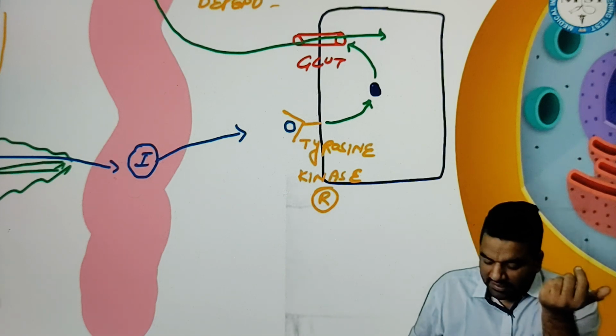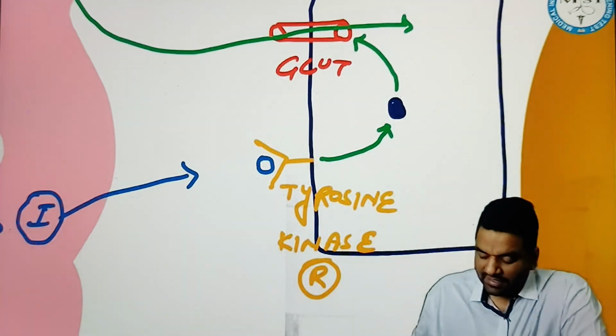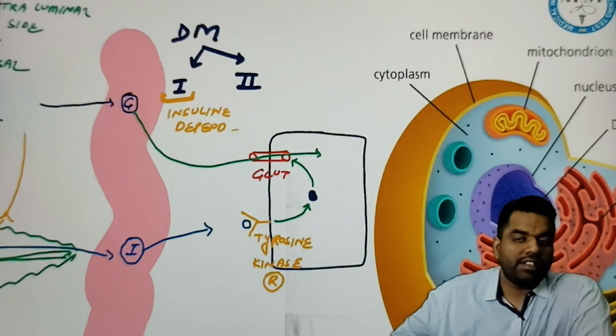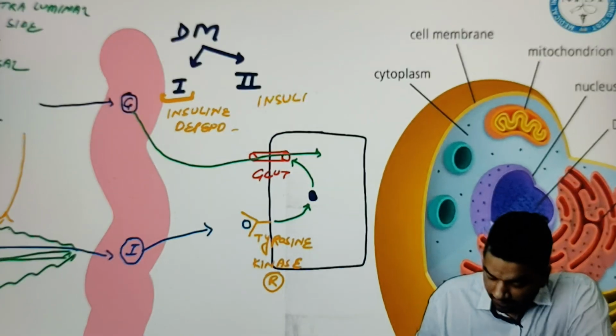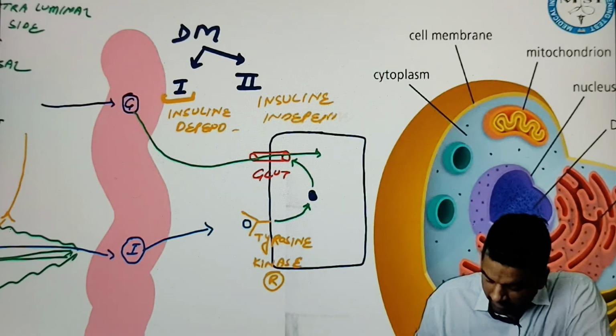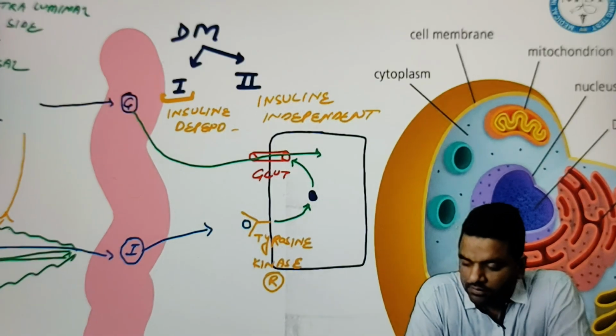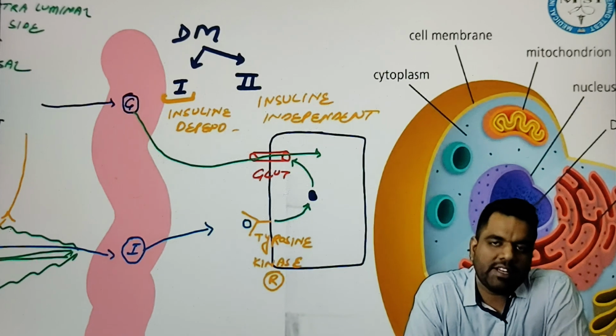So this is the condition. In this, no receptor is produced, and if no receptor is produced, guys, in this condition we call it again diabetes mellitus type 2. In this, insulin is already there, so there is no role of the insulin over here. So this we call insulin independent diabetes mellitus, right? So this is how diabetes mellitus can happen.